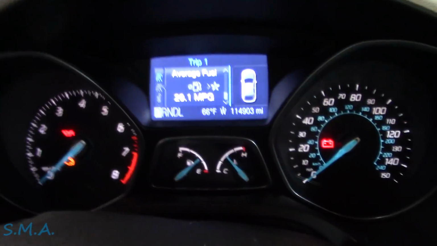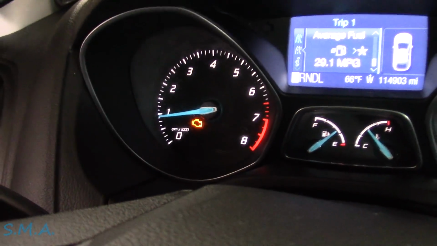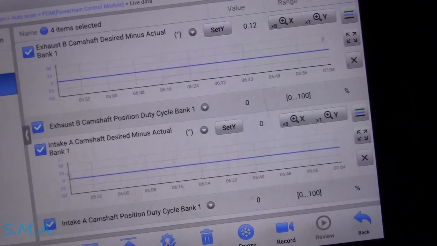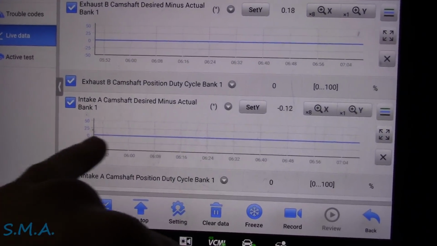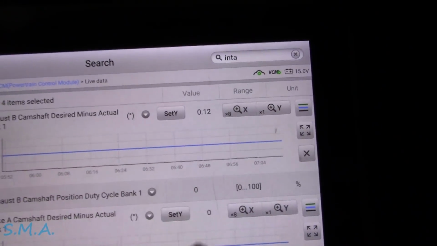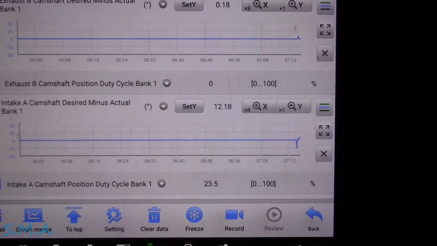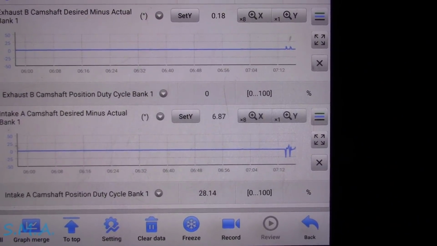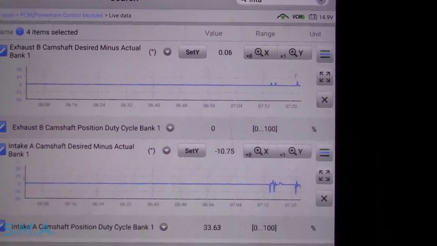Perfect. Got 114 on it, lights on. Okay, let me turn off the AC here. Okay, and you can see right now they're both around 0. Now there are going to be little bumps in them, like if you whap the throttle, simply because they can only move so quickly. This is going to be the one we're focused on, the exhaust.